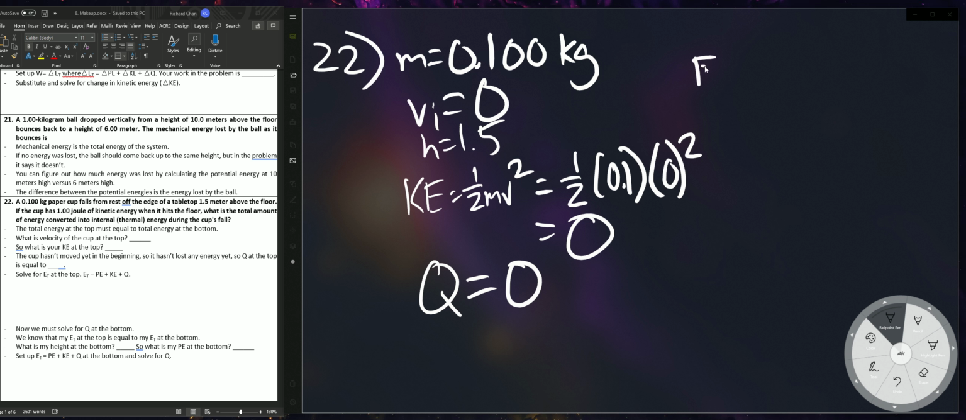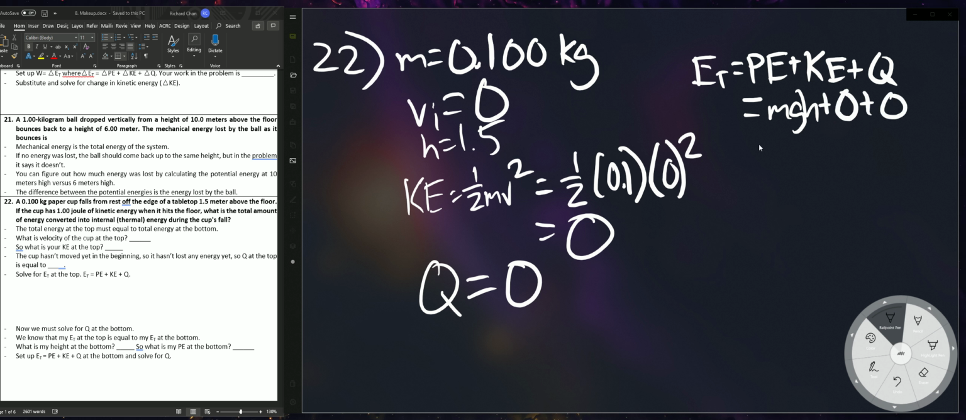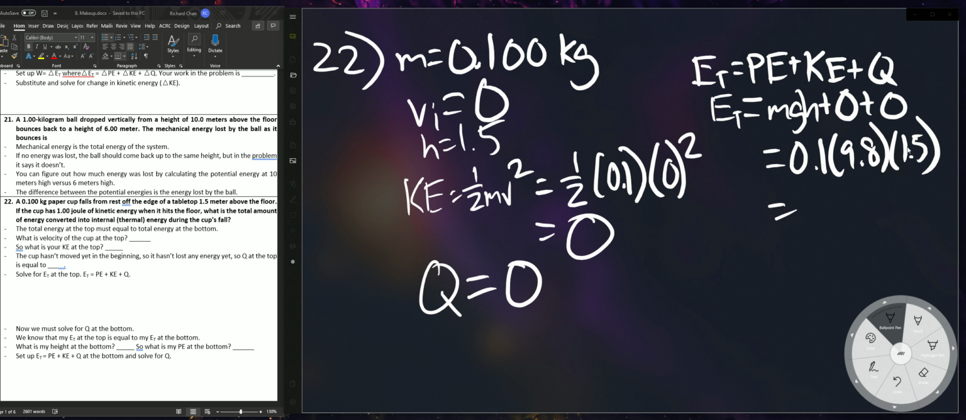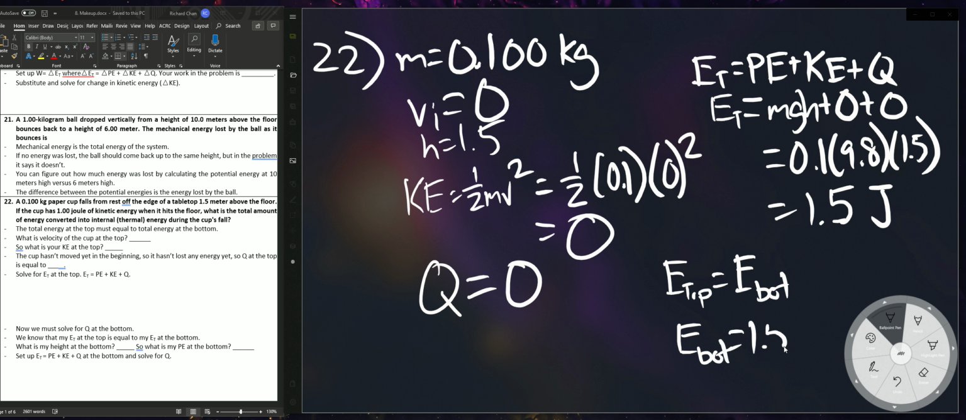So you're going to solve for total energy at the top now, and that's what this formula is. Right? That's total energy at the top. So P is mgh, and your K is 0 and your Q is 0. So your total energy at the top is just mgh. Let's solve for that. So 9.8, and your height is 1.5. Let's round 9.8 to 10. 10 times 0.1 gives you 1, times 1.5 gives you 1.5 joules. And so that's your total energy at the top. Well, we know my total energy at the top must equal my total energy at the bottom. So my total energy at the bottom is also 1.5 joules.